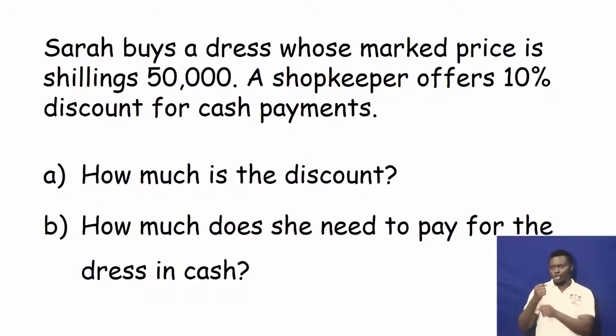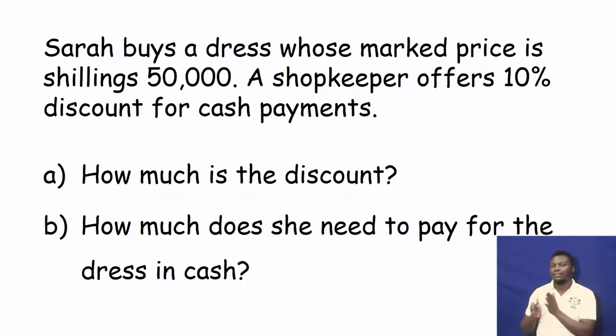Sarah buys a dress whose marked price is 50,000 Uganda shillings. A shopkeeper offers a 10% discount for cash payment. How much is the discount? How much does she need to pay for the dress in cash? This is something that you can do.